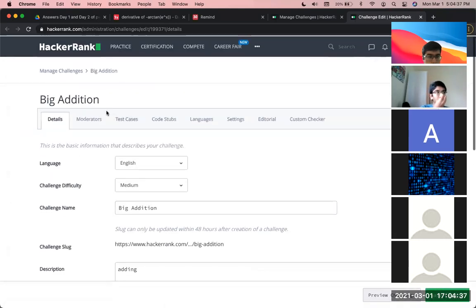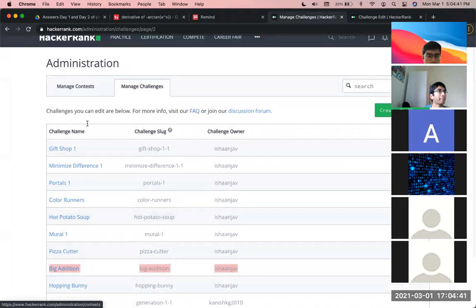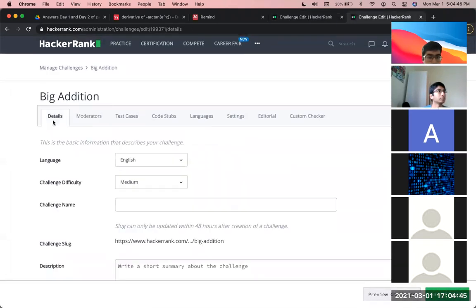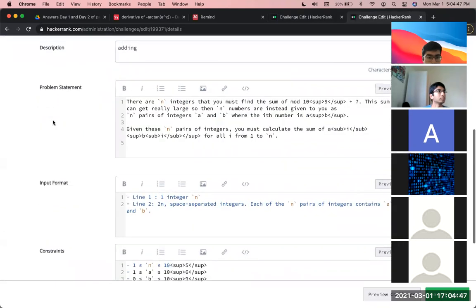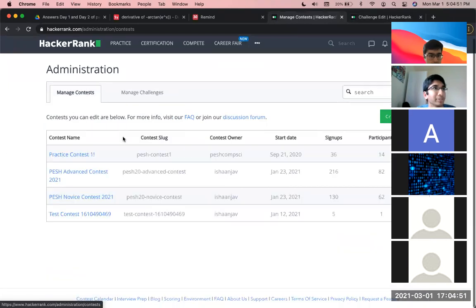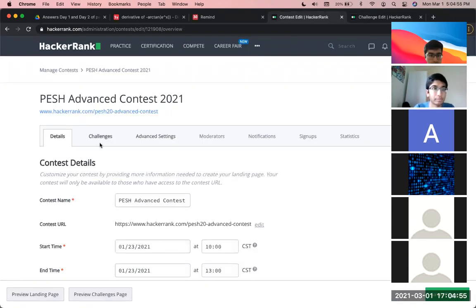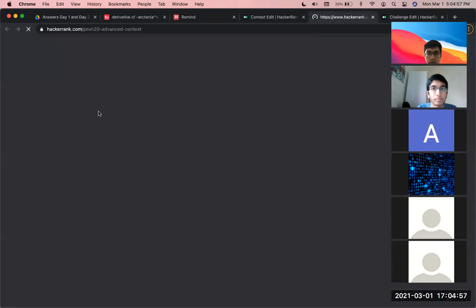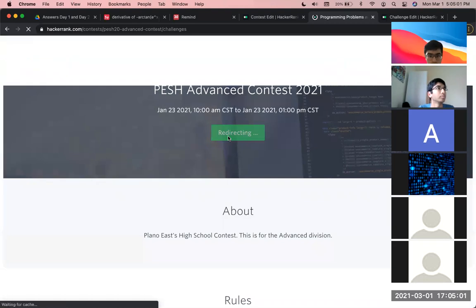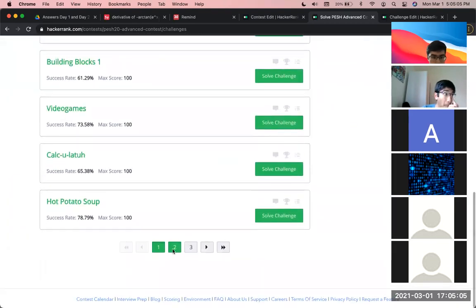But basically, in this problem, you had some really large numbers that you had to add up. The challenge is that because these numbers were so large, you could not just add them up directly. You had to find their sum mod some other number. So let's take a look at that problem.